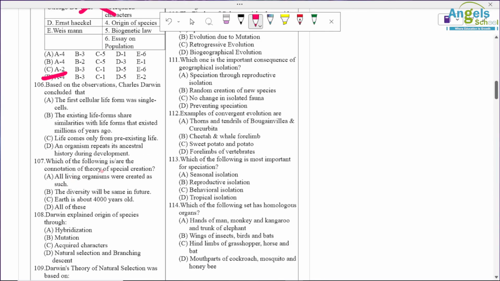Based on his observations, Charles Darwin concluded that existing life forms have similarity with the life forms that existed millions of years ago.